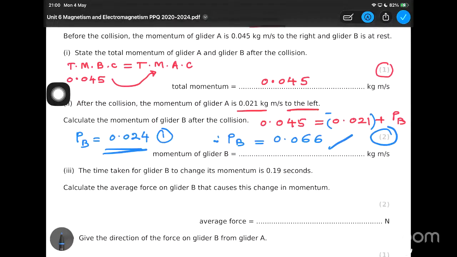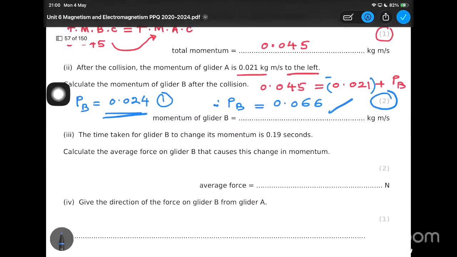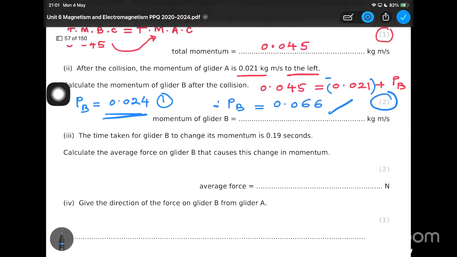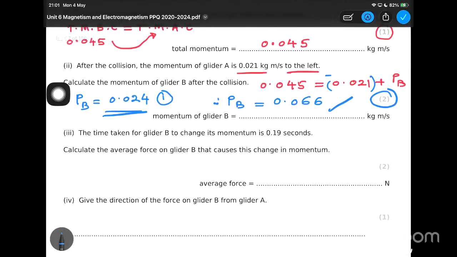The time taken for glider B to change its momentum is 0.19. Calculate the average force on glider B that causes the change in momentum. The time taken for glider B to change its momentum is this amount. So force is equal to change in momentum over time.